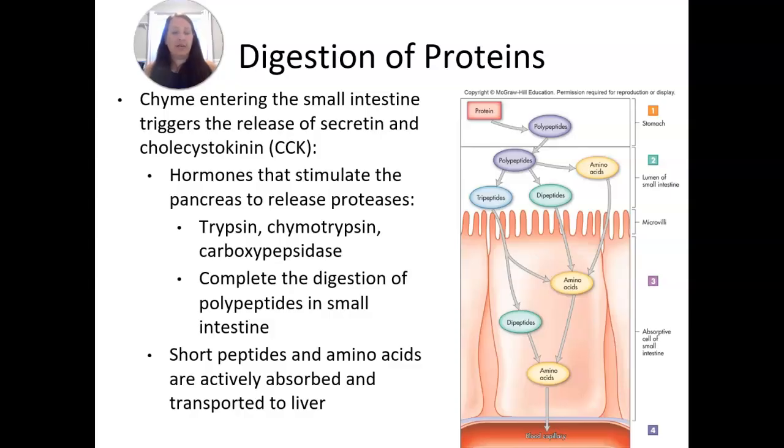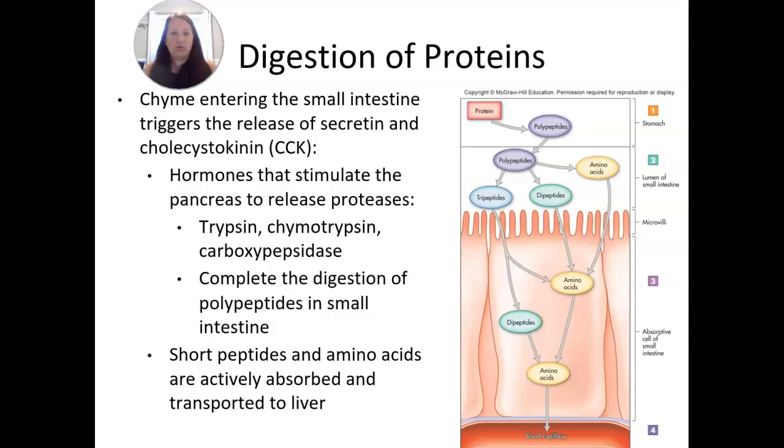So those hormones get released and they stimulate the pancreas to release pancreatic proteases. So proteases are enzymes that break down proteins. There's a couple specific ones, trypsin, chymotrypsin, and carboxypeptidase. Those are the three that are released from the pancreas. And again, those are going to be responsible for further breaking down polypeptides into individual amino acids inside of the small intestine.